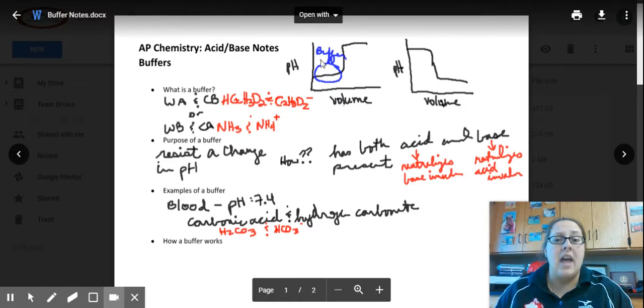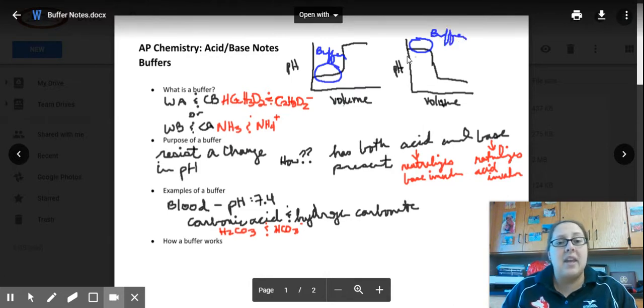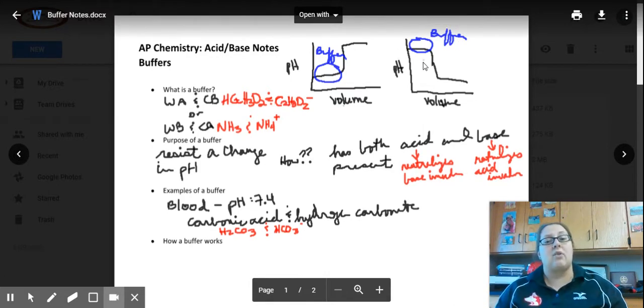We also have a buffer region when we mix a weak base and a strong acid. If you notice here, this curve represents a weak acid as my analyte and a strong base as my titrant. So my buffer region appears right here. For this titration curve, we have a weak base as my analyte and a strong acid as my titrant. So our buffer region is going to be right there. It's always right at the beginning, before you reach your equivalence point. That is where your buffer region lies.